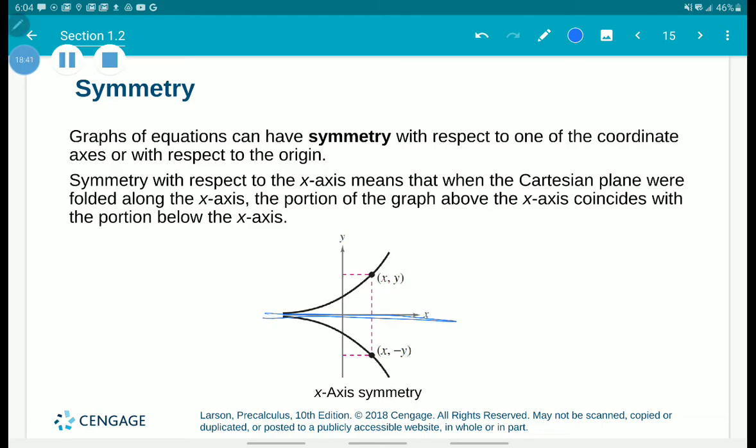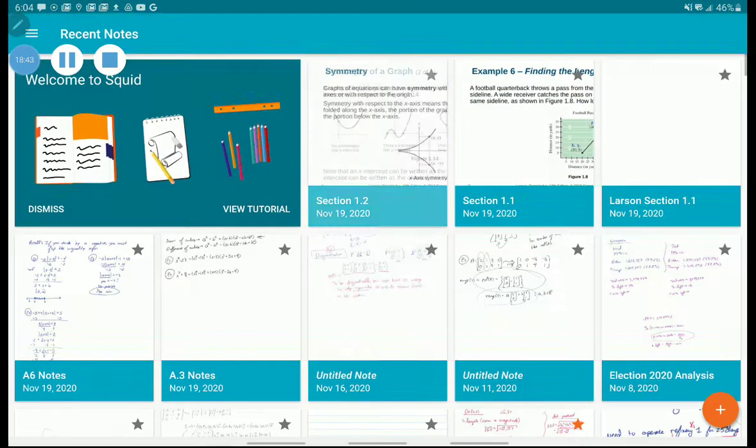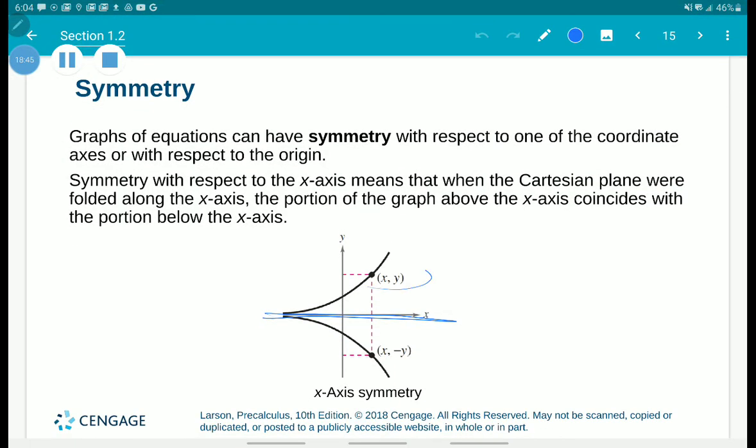So you can see how the top and the bottom halves match up. So that means that this point, if it has to match up, it has to match up down here. Well, the x value, how far it is from the origin, is going to stay the same. What's going to change is that y value. So it's going to go from a positive y to a negative y.